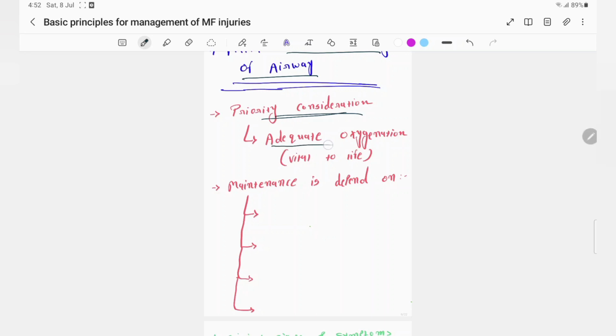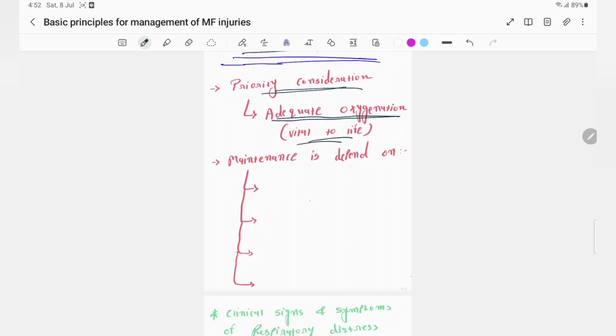So adequate oxygenation is a first priority, so it is vital to life, right? So this maintenance depends on four things. Which four things? The first one is absence of anatomical or mechanical barrier. Okay, so we have to remove this barrier to provide proper ventilation. Then second is preservation of laryngeal reflex.